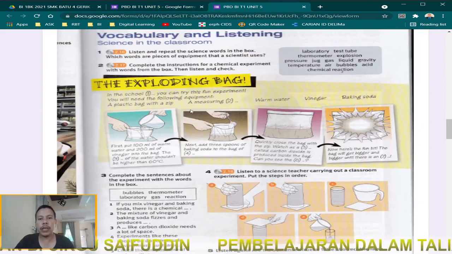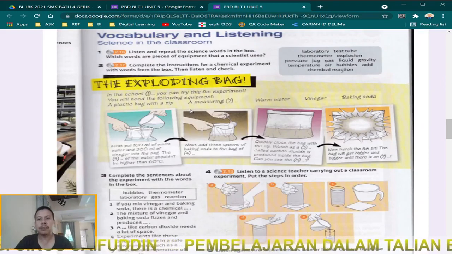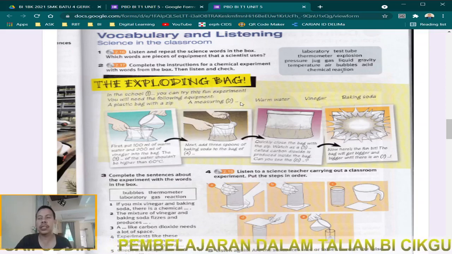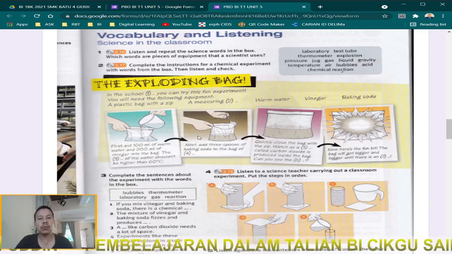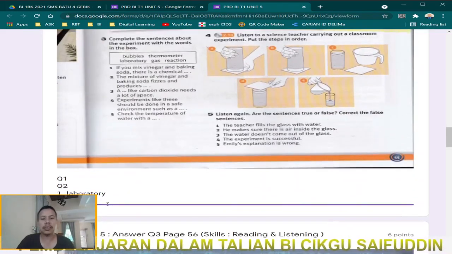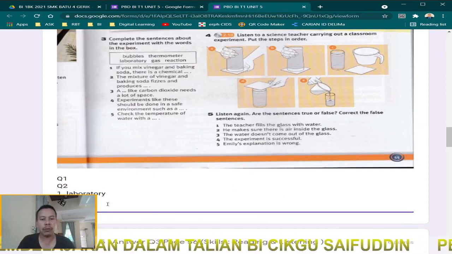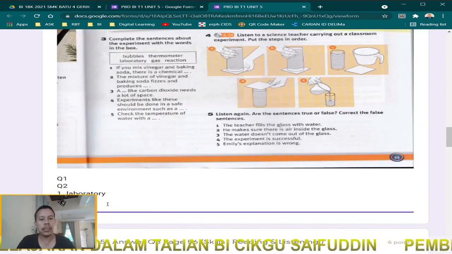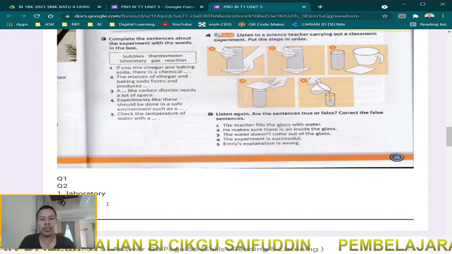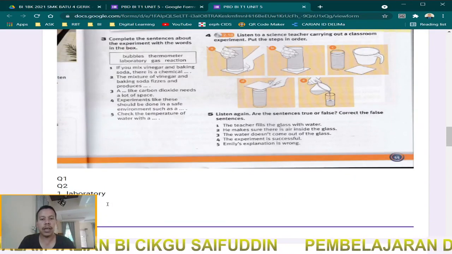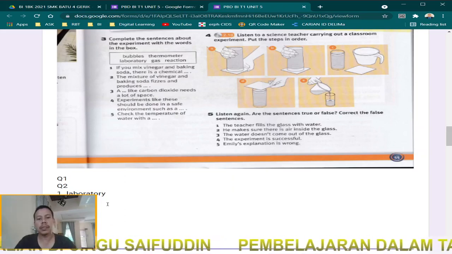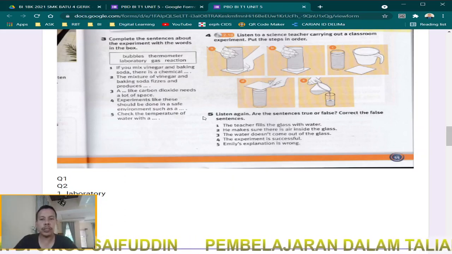You will need the following equipment: a plastic bag with a zip, a measuring jug. Okay, iaitu jar untuk mengukur isi padu. So the answer is jug. So I will not give you the answer for the rest of the questions. So you have to answer question 3 until question 7 by your own. Okay, that's for question 2.